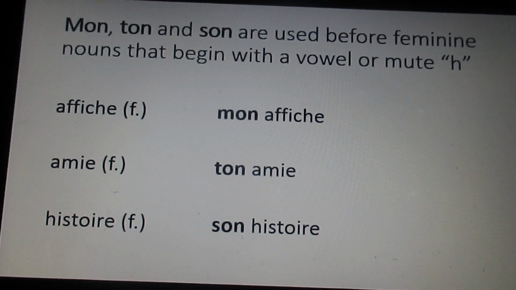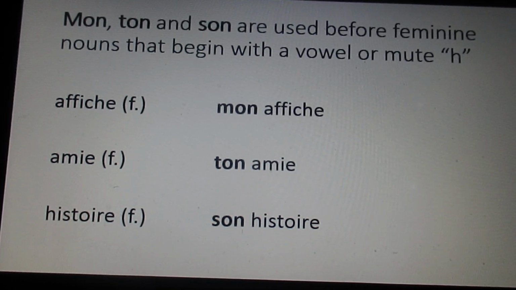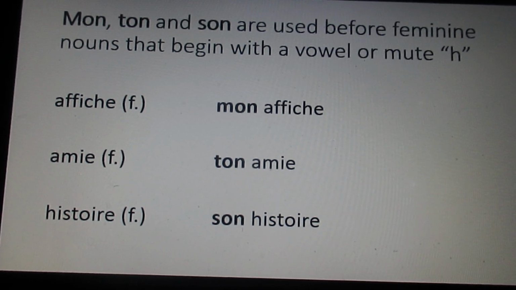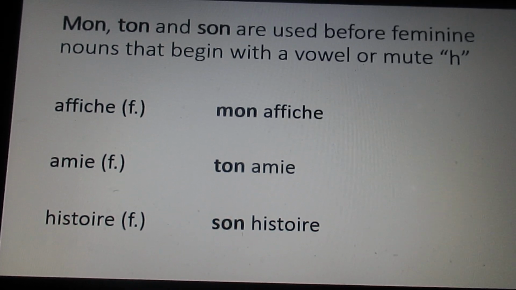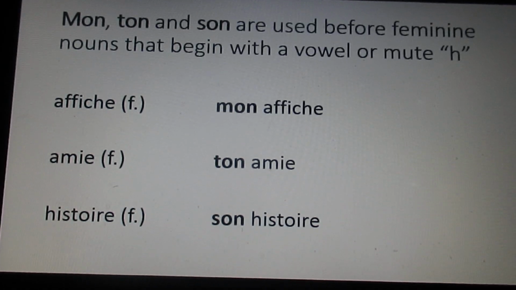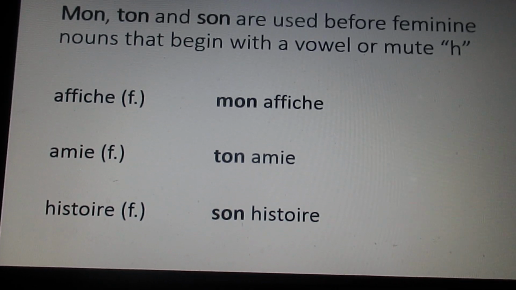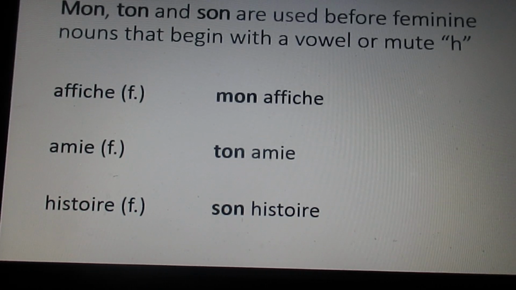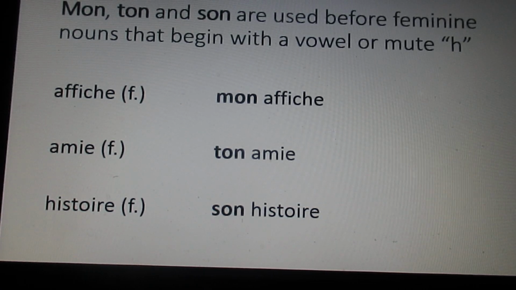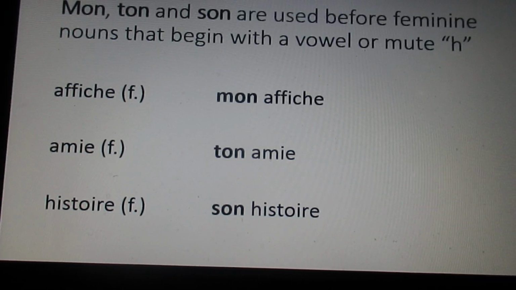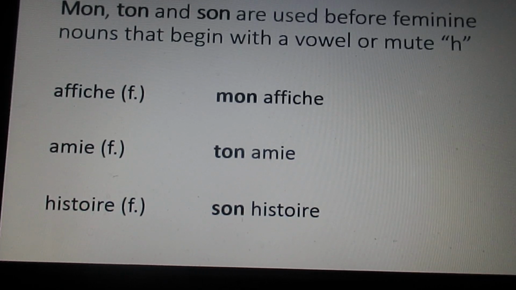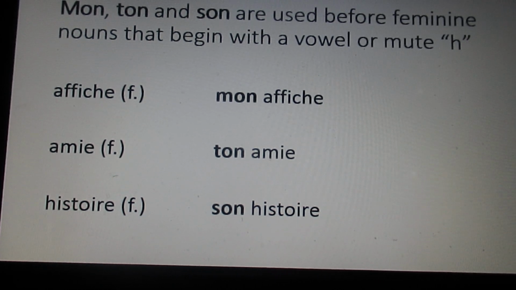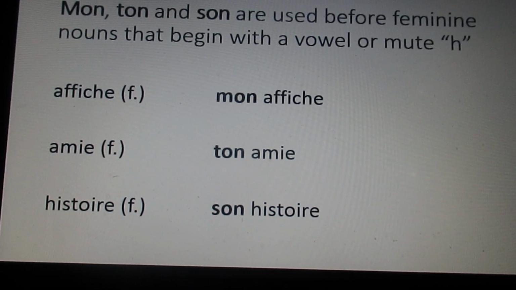Another thing to note is that mon, ton, and son are used before feminine nouns that begin with a vowel or a mute H. A mute H is simply an H that is not pronounced. So we have affiche, which is feminine. So instead of saying ma affiche, we're going to say mon affiche. With the feminine form of ami, friend. Instead of ta ami, we're going to say ton ami, your friend. Histoire, right, is feminine, but we're going to say son histoire because that's a mute H. So if we have a feminine noun that begins with a vowel or a mute H, we're going to use the masculine forms, mon, ton, and son.